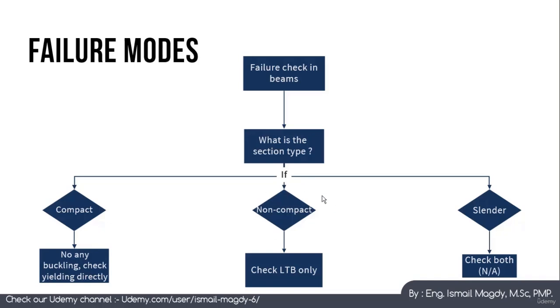The second type of sections is non-compact sections. For non-compact sections, you don't need to check local buckling, but you need to check lateral torsional buckling. And the third type, which is slender, in this case you need to check both, and this case is not applicable during the FE exam.